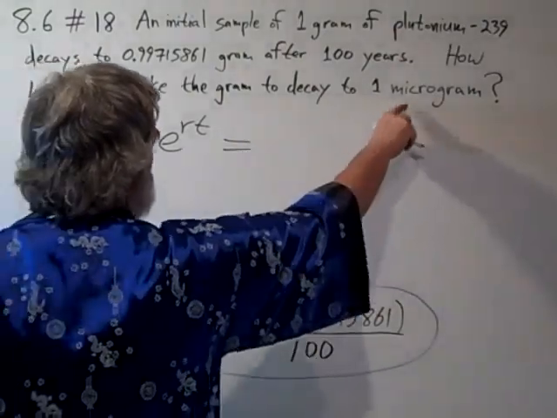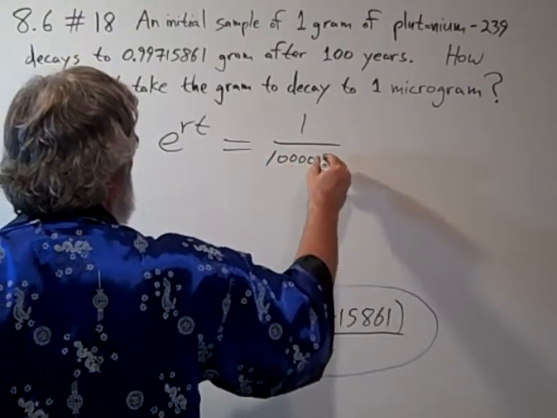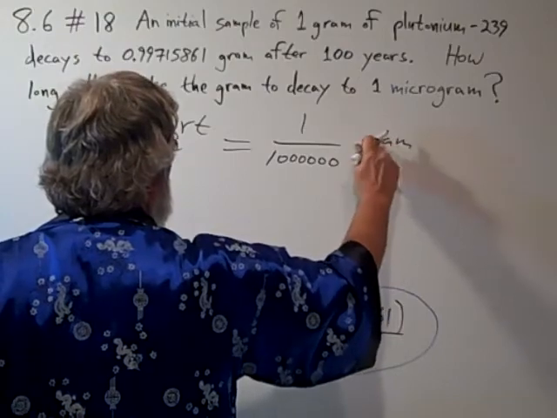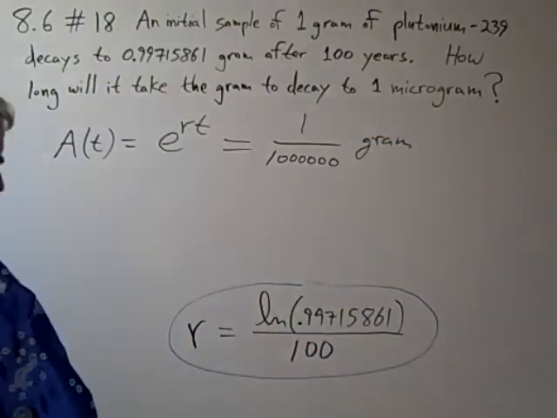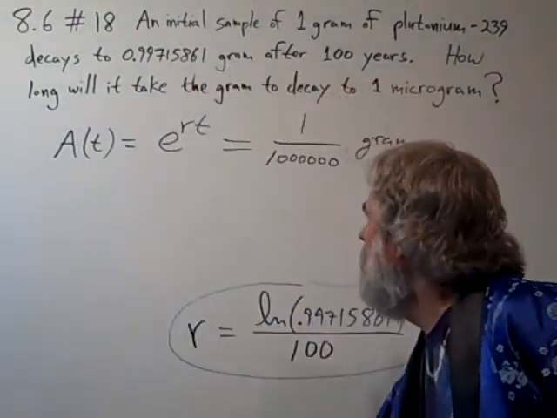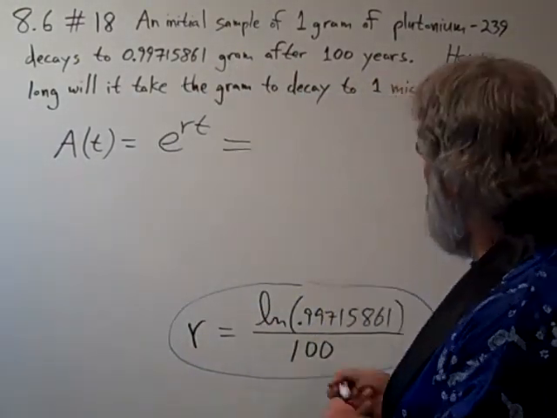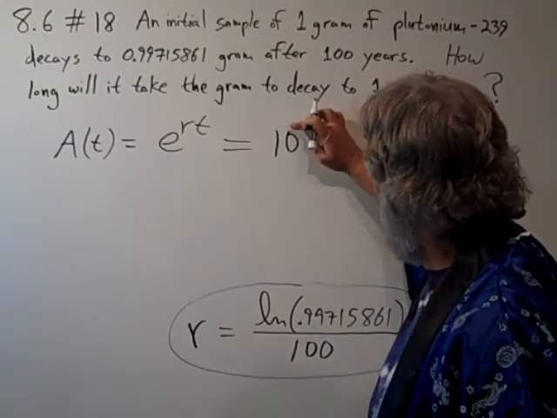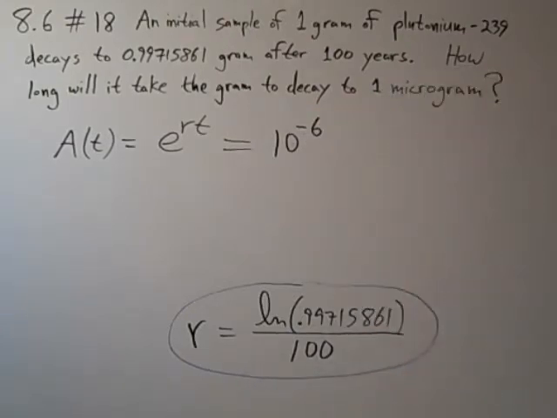1 microgram is one millionth of a gram. Or we could write that as 10 to the negative 6. That's a little easier to work with in this form. Now we need to solve for t.